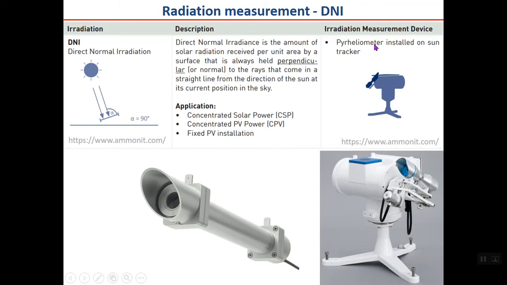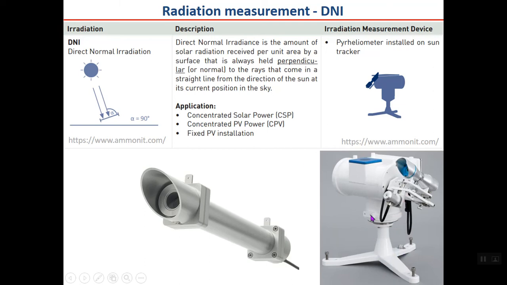How can you measure it? By a device named pyrheliometer, but installed on a sun tracker. What is a sun tracker? A sun tracker is a device that tracks or follows the sun, because the position of the sun in the sky is not constant during the day. Why is a sun tracker or solar tracker needed? Because the position of the sun is not constant, and if you want to always direct this tube toward the sun, then you should move this sensor. So a solar tracker is required, like the one you can see here.